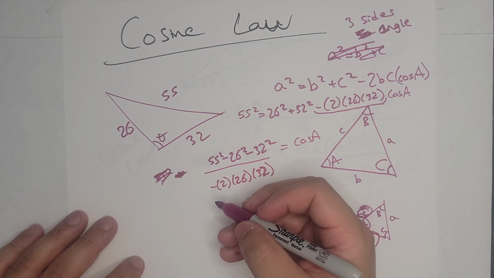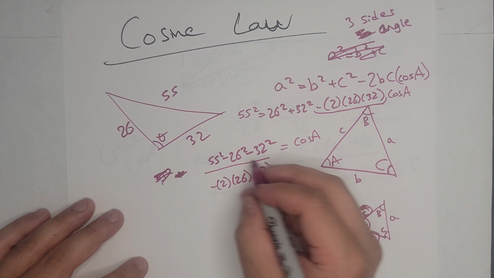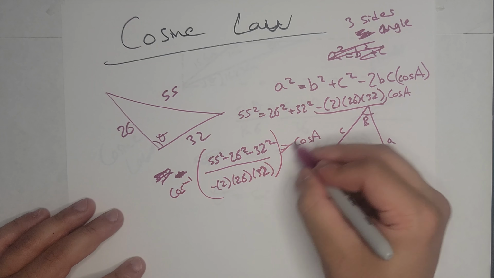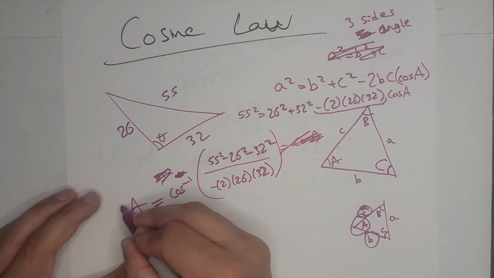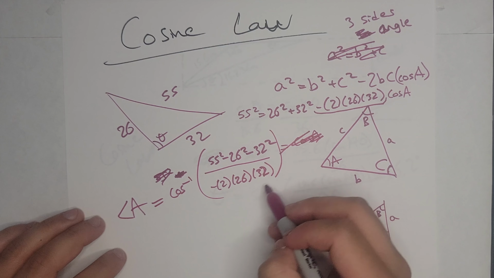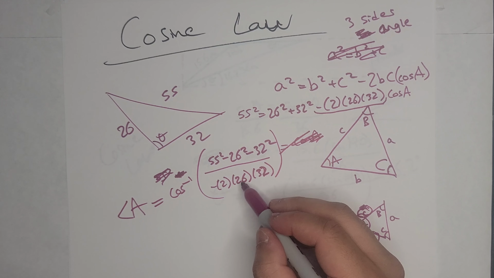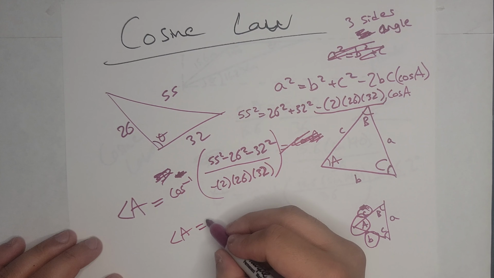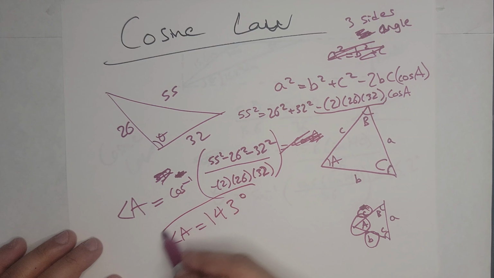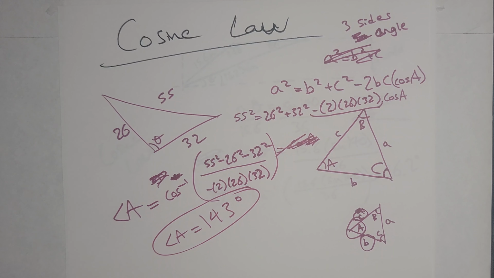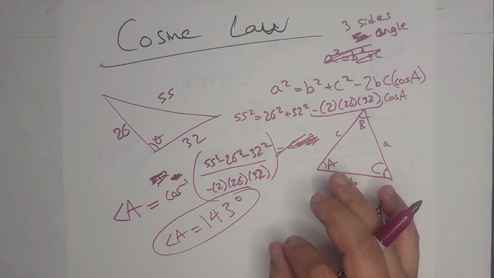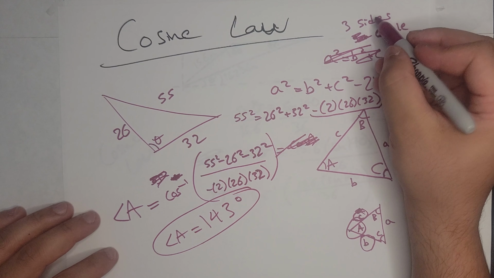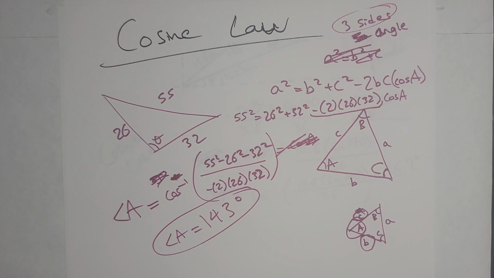So now I'm left with this, and all I really have to do now is take the inverse cos of that, and I'll get the angle A. So if I punch all this into a calculator and get a number and do the inverse cos of that number, I should get an angle of about 143 degrees. And that is an example of us using the cosine law when we have 3 sides and we want an angle.